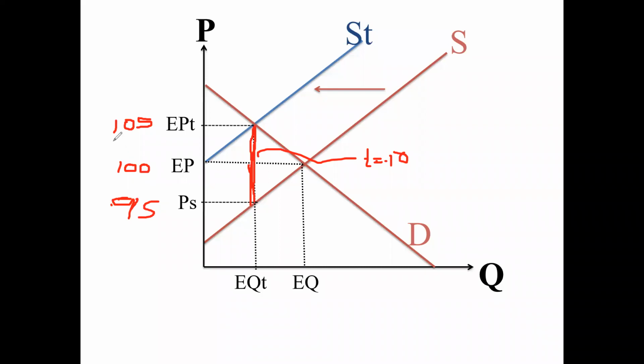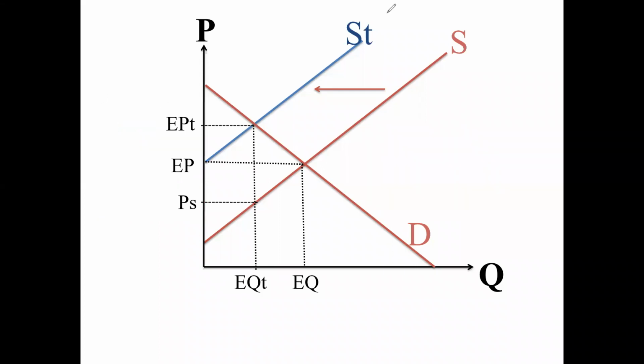Right? So this gap is a tax. This gap is a tax. And we call this PS, the price received by seller. The seller receives this 95 rupees, even though the market price is 105 rupees.